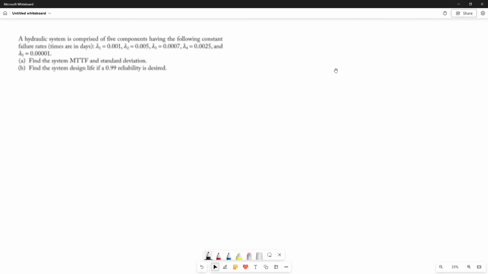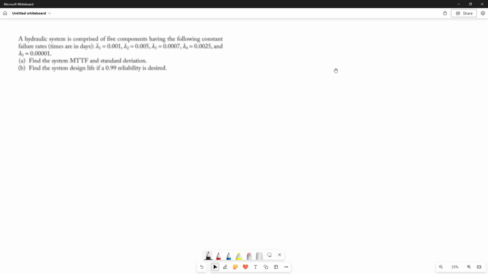Okay, so the question, this is a constant failure rate model. So it's a hydraulic system and it has five components. The time is in days and all the failure rates are given, all the lambda values. So the first question is to find the system mean time to failure and standard deviation.